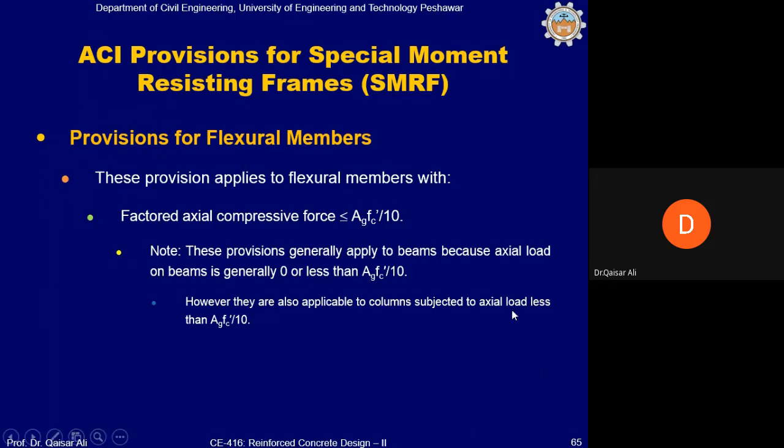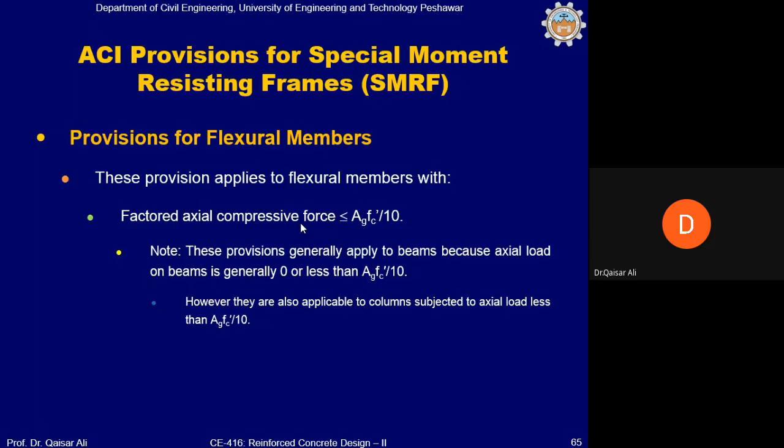These provisions apply to flexural members, and the criterion for a member to be categorized as a flexural member is that the factored axial compressive force from the analysis is less than 10% of the axial capacity, which is Ag times fc prime. Multiplying the gross area with the compressive strength gives you the axial load carrying capacity of the column. If the compressive force coming from the analysis is less than 10% of that capacity, then the member will be treated as flexure.